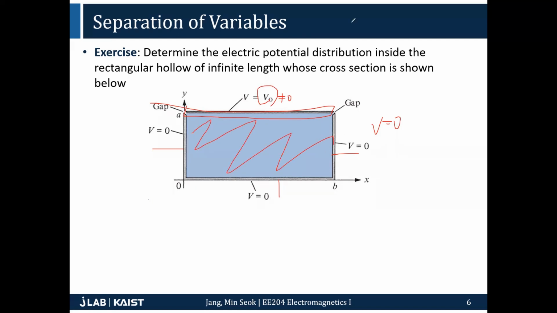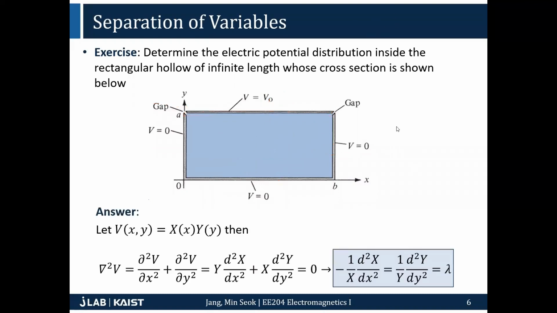In order to do that, our approach was first to express V as a product of an X function and a Y function. X only depends on X, Y only depends on Y. And then if you rearrange the terms, you can make an X-function-dependent term and a Y-function-dependent term, which is equal to a constant number.